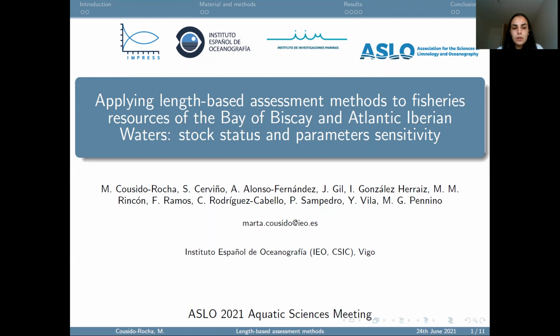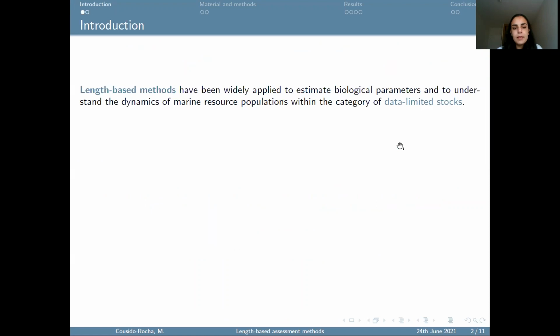The aim of this talk is to present our work applying length-based assessment methods to fisheries resources of the Bay of Biscay and Atlantic Iberian waters: stock status and parameter sensitivity. The length-based methods have been widely applied to estimate biological parameters and to understand the dynamics of marine populations within the category of data-limited stocks.